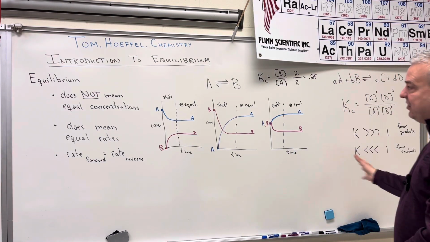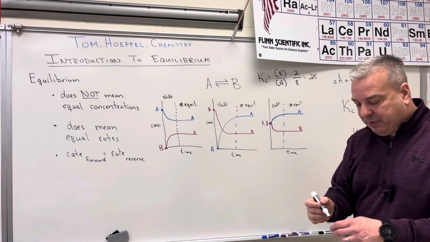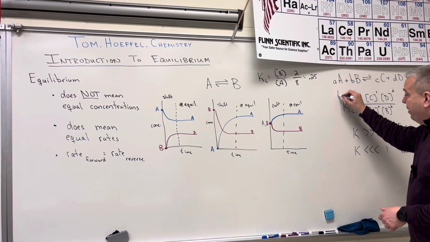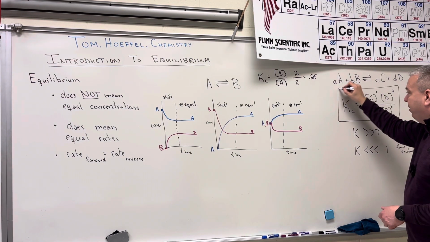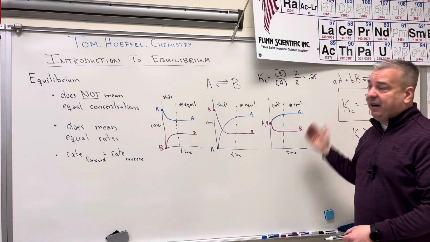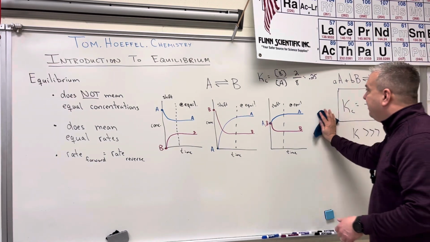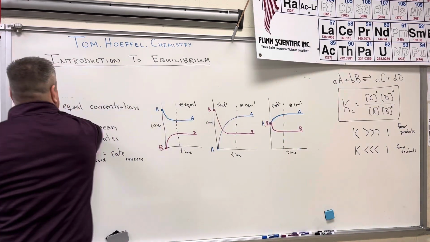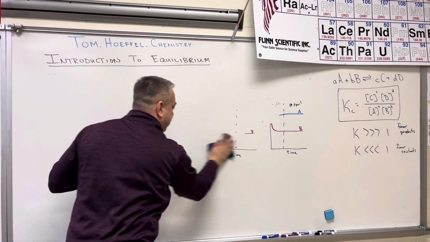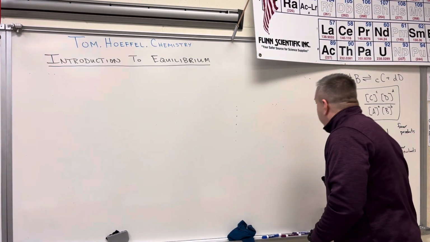Now, I just used this generic equation of A and B. Let's get into an actual example of a real chemical equation. And I want to see if, number one, can you write what we call the equilibrium expression, and then can you calculate its value, like what I did up here. So let's go ahead and get into a real chemical equation. And the chemical equation I'm going to deal with is NH3 with N2 and H2.